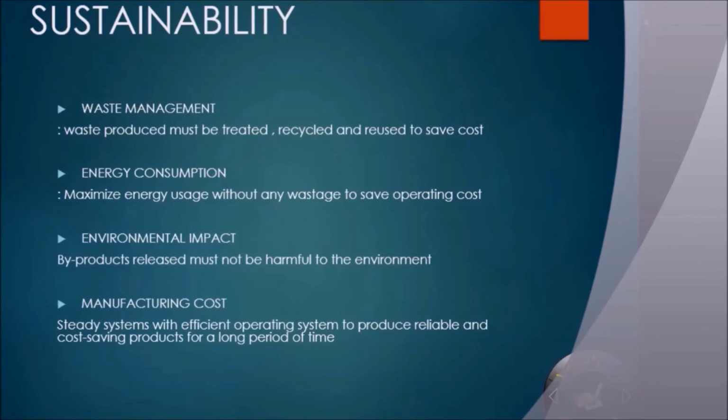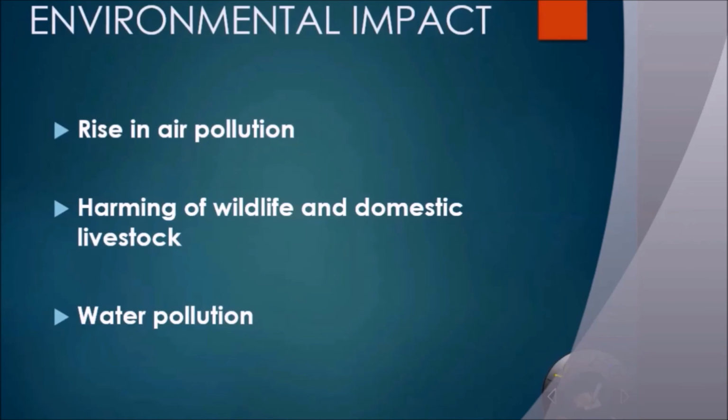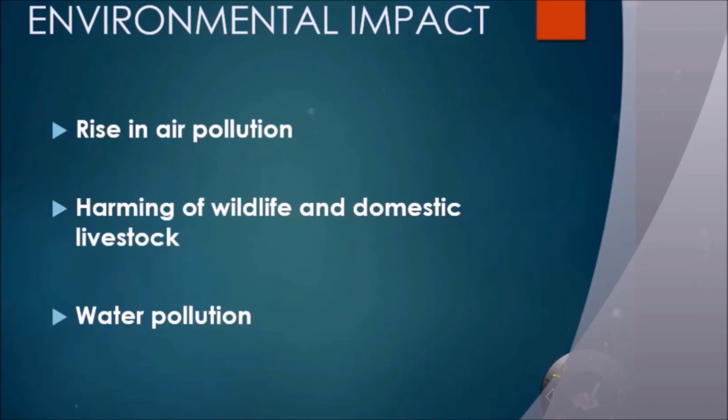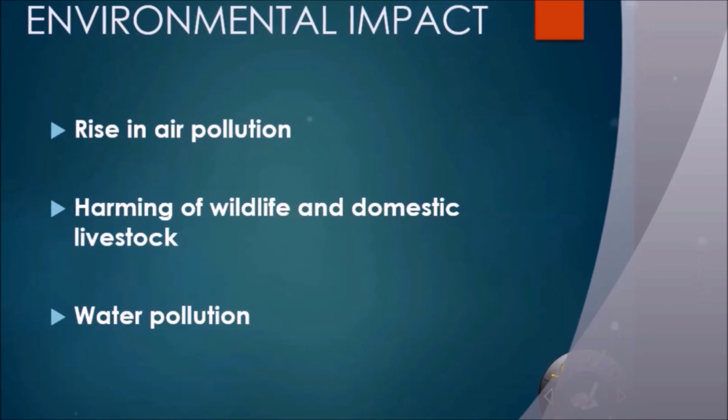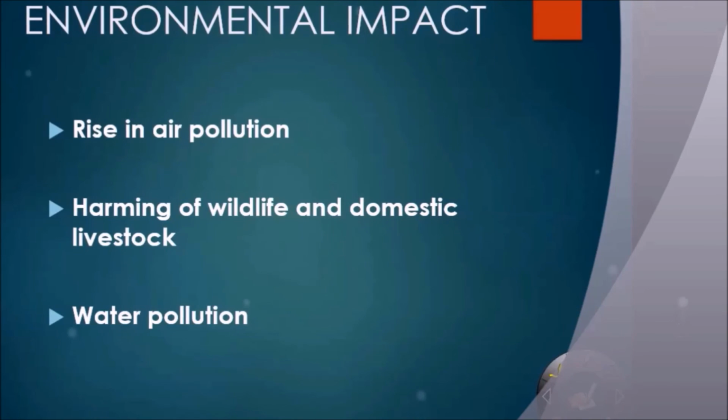Next, we will move on to the environmental impact of natural gas processing. The first one would be rise in air pollution. When a certain process is carried out, particularly natural gas processing, a lot of harmful gases such as hydrogen sulfide and carbon dioxide are emitted to the open environment. These, in the long run, can cause global environmental impacts such as global warming. Number 2 would be the harming of wildlife and domestic livestock. When animals inhale such air pollution, they can be infected with various diseases, leading to an extinction in their population. The last part would be water pollution.